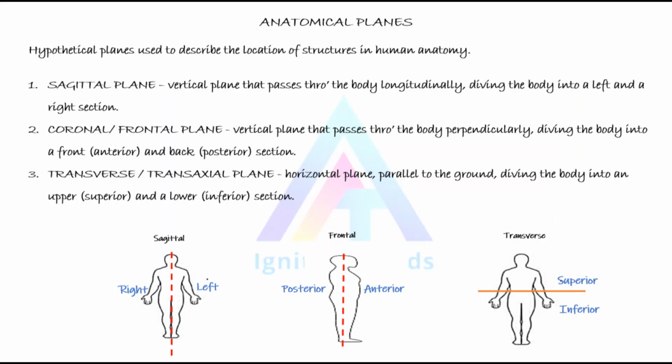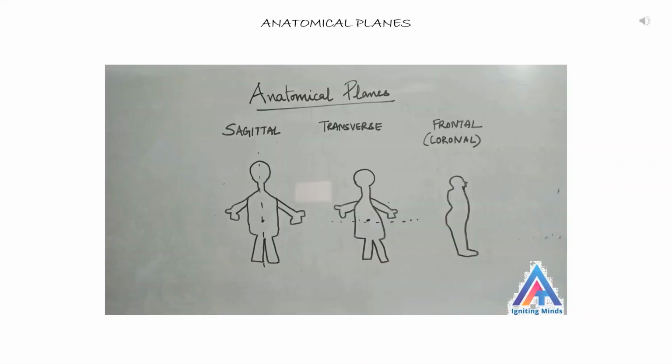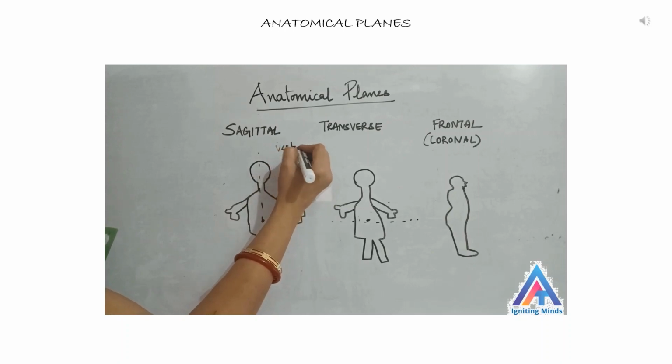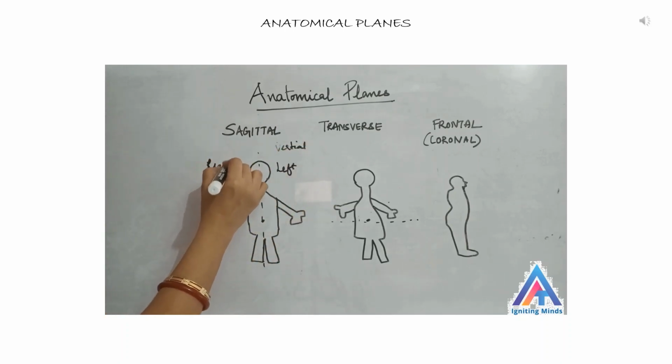Next, let's move on to anatomical planes. These are hypothetical planes which are used to describe the location of structures in human anatomy. So there are three planes: sagittal, coronal or frontal, and transverse plane. So what is sagittal? Imagine a transparent sheet, a vertical sheet that passes through the body longitudinally, dividing the body into a left section and a right section. So this is sagittal plane.